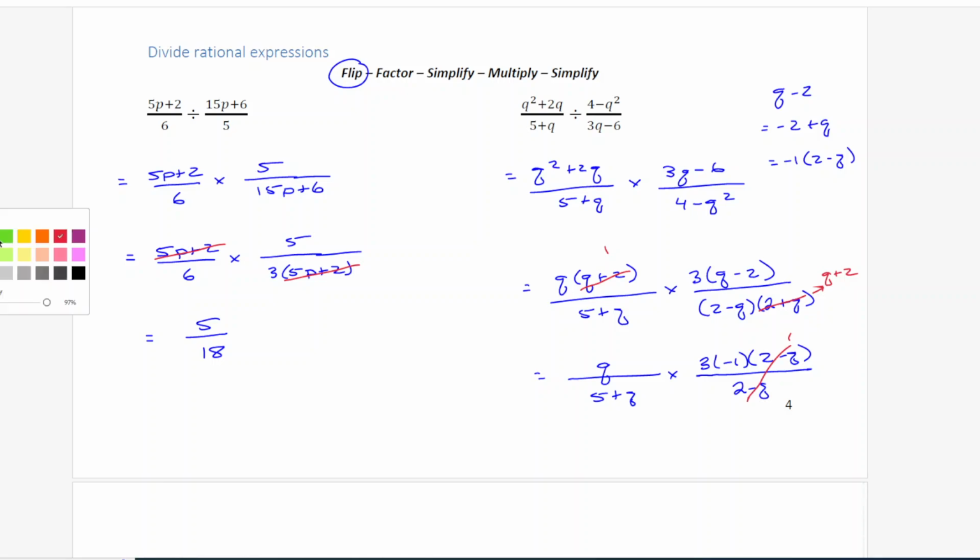Then we're going to multiply what's left. I'm left with q times 3 times -1, which will be -3q. And then my denominator, I'm left with a 5 plus q. Awesome. That is it. That is multiplying and dividing rational expressions.